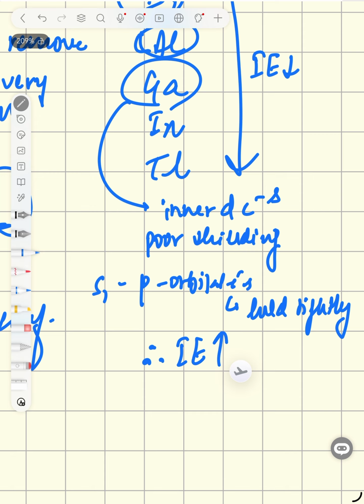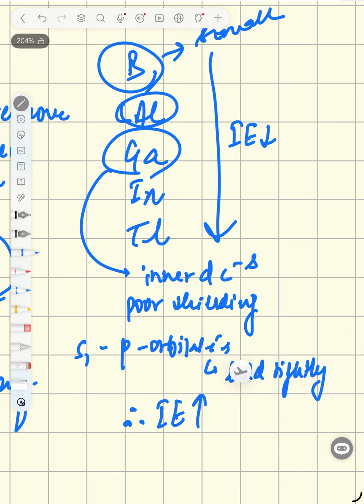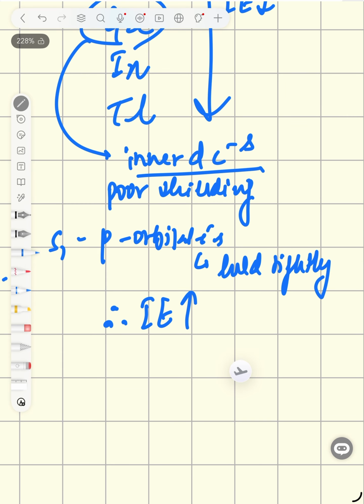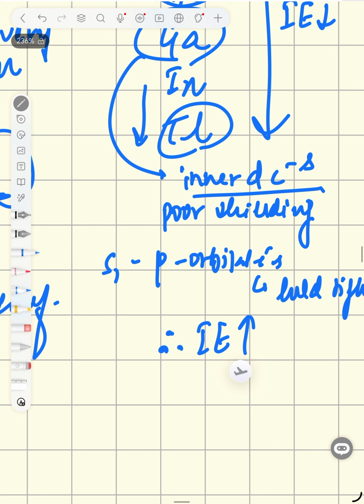increases. Generally, down the group, ionization energy is supposed to decrease, but moving from aluminium to gallium, ionization energy increases due to the presence of inner d electrons, which have a very poor shielding effect. Then moving from gallium to indium, ionization energy decreases. But similarly, as we move from indium to thallium, there is a presence of inner d electrons with poor shielding effect. Therefore, the ionization energy increases slightly.